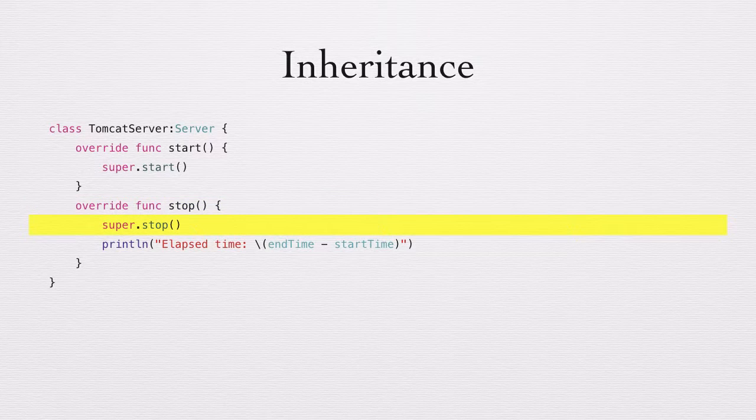In its body, we call the superclass stop method. We now print the elapsed time. Note that both start and end time variables are properties of the superclass. It is not necessary to use super-dot notation to access the superclass properties, as there is no ambiguity in accessing those.